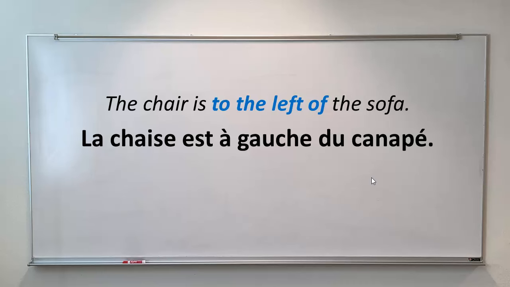So now we can put our sentence together. La chaise est à gauche du canapé. Remember, the de and the le contracted right here to become du. And you have a very nice, beautiful French sentence. La chaise est à gauche du canapé.